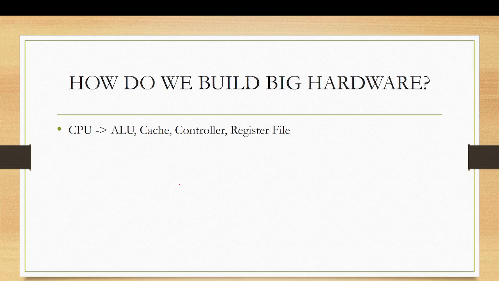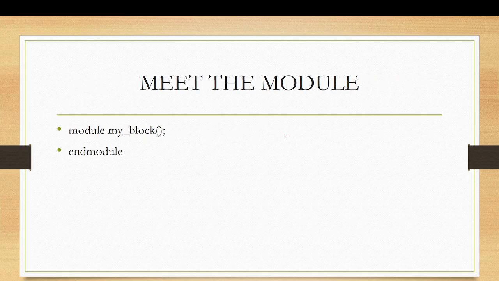Now let's think bigger. A modern CPU contains billions of transistors. Do engineers create one giant file? No, that would be a nightmare. Instead, they divide the whole design into blocks: ALU, cache, controller, register file. Each block solves a specific problem and then all the blocks work together exactly like Lego. In Verilog, these hardware blocks are called modules.